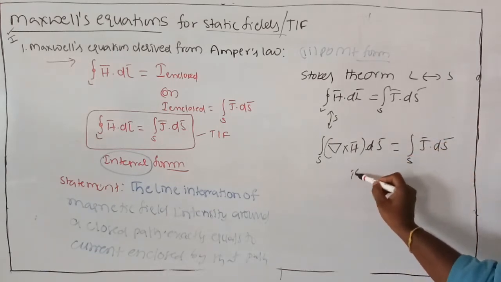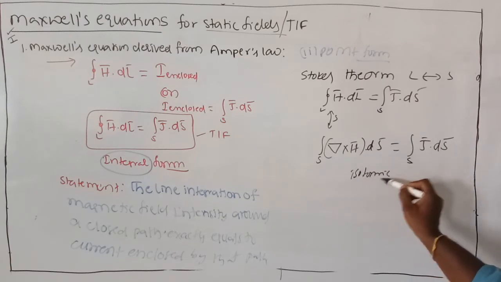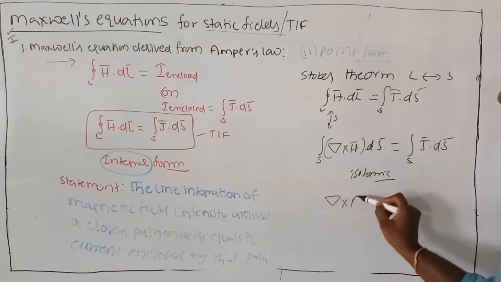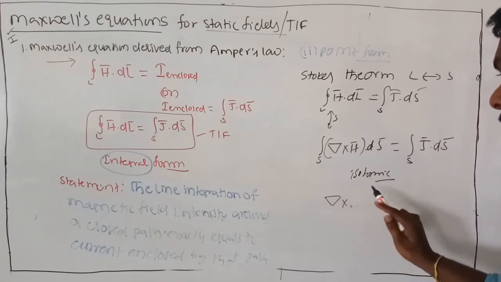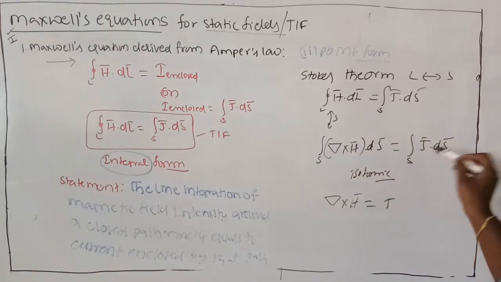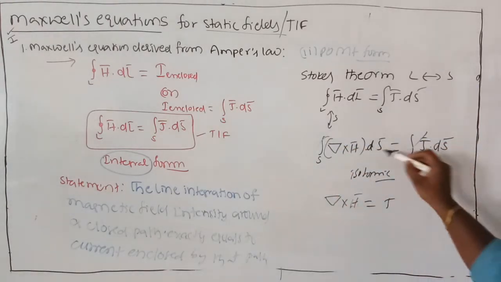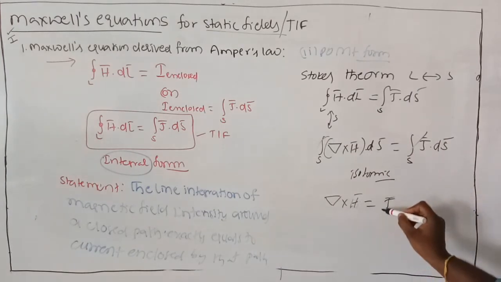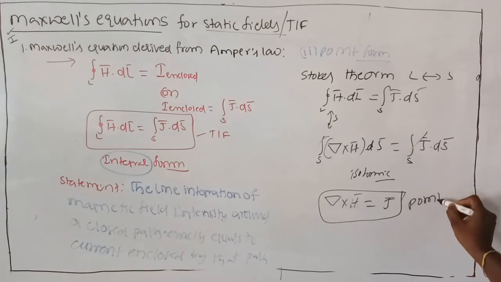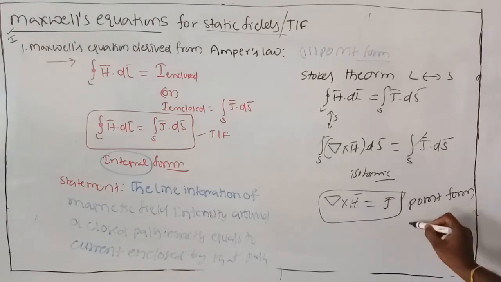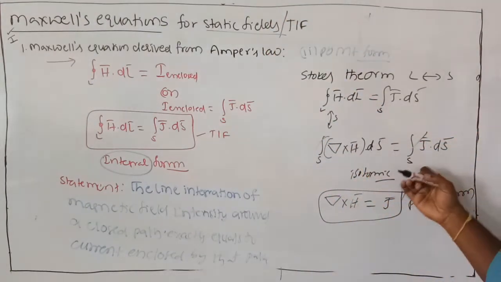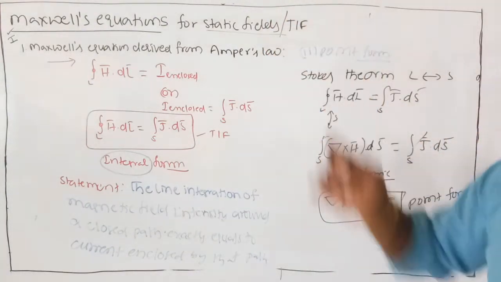For isotropic materials, we can cancel the integration on both sides, so the remaining equation is del cross H bar equals, if you remove the integration on both sides, J bar. This is the point form of Ampere circuital law. The earlier one is the integral form of Ampere circuital law for static fields, and this is the point form for static fields.